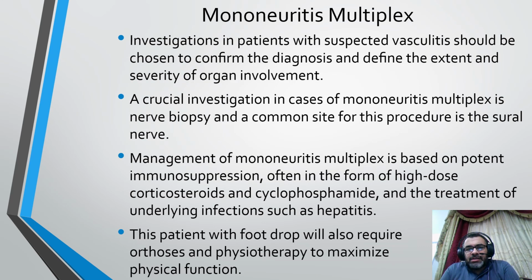Investigations in patients with suspected vasculitis should be chosen to confirm the diagnosis and define the extent and severity of organ involvement. A crucial investigation in cases of mononeuritis multiplex is nerve biopsy, and a common site for this procedure is the sural nerve. Management of mononeuritis multiplex is based on potent immunosuppression, often in the form of high-dose corticosteroid and cyclophosphamide, and the treatment of underlying infections such as hepatitis. The patient with foot drop will also require orthotics and physiotherapy to maximize physical function.